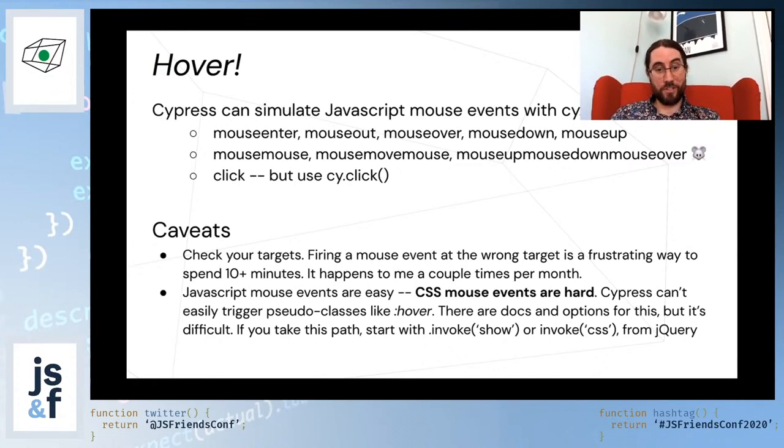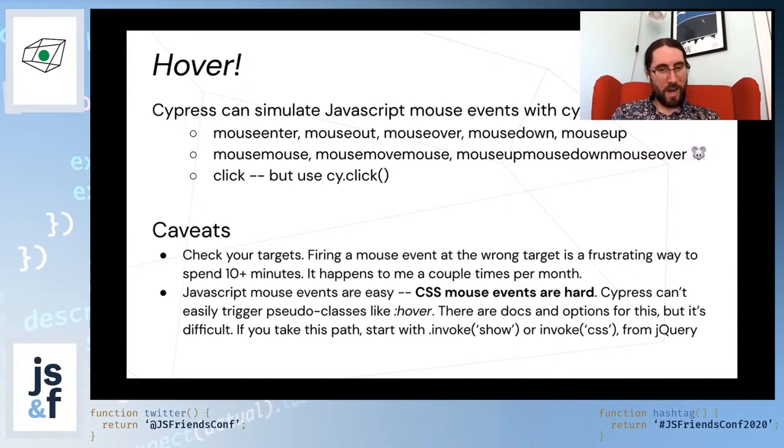Also, the JavaScript mouse events are pretty easy. cy.trigger makes this really easy. But the CSS mouse events are pretty hard in Cypress. There isn't out-of-the-box support for triggering a CSS pseudo-class like hover. There are some options involving some of the lower level testing APIs that Chrome exposes.